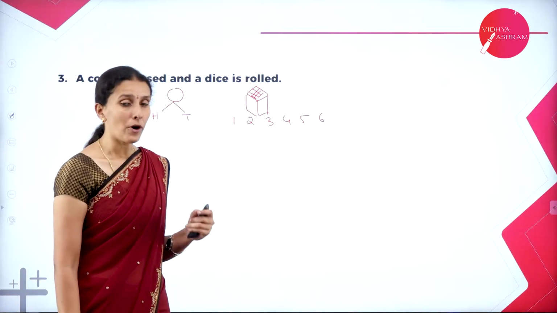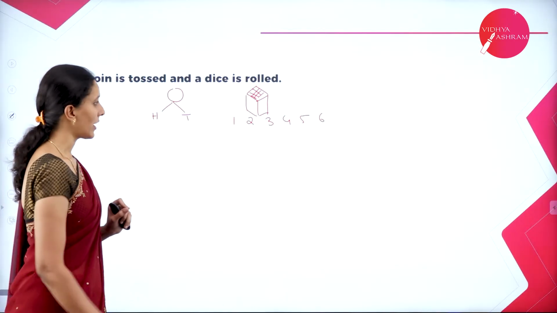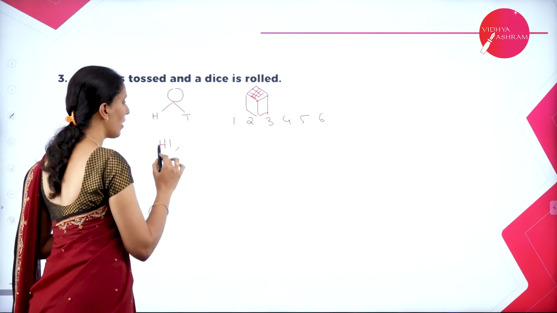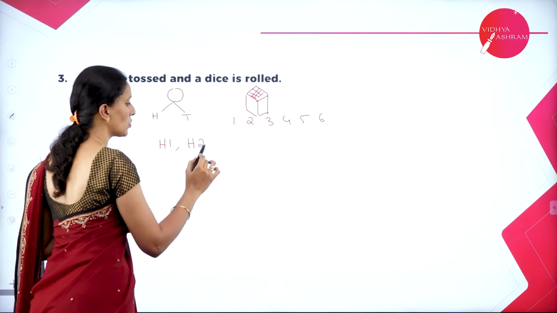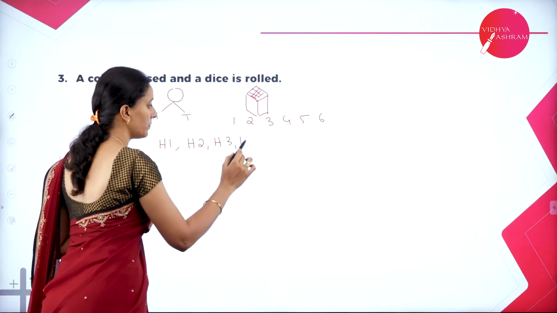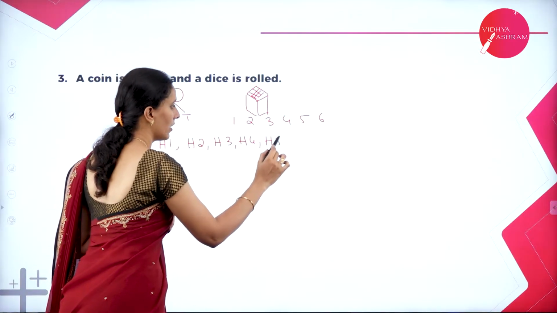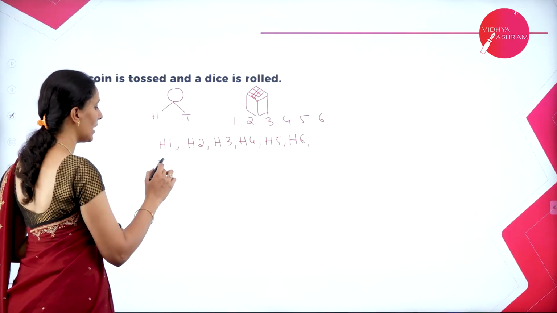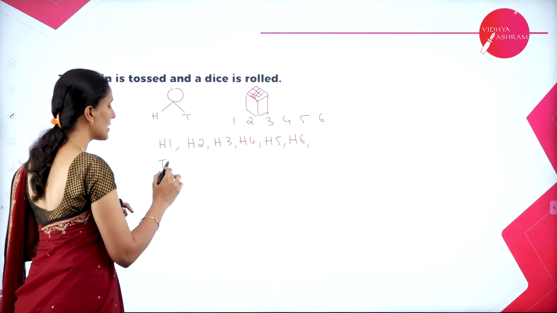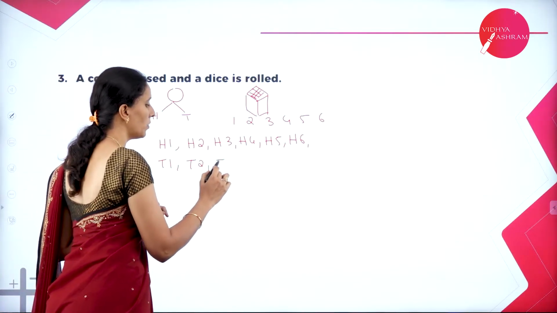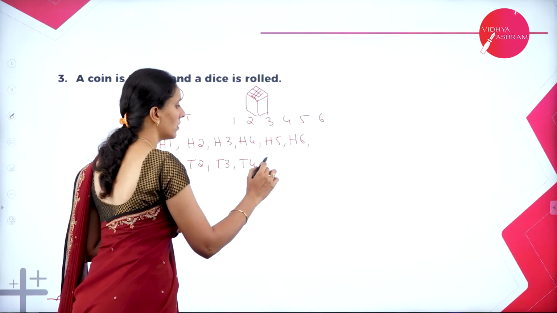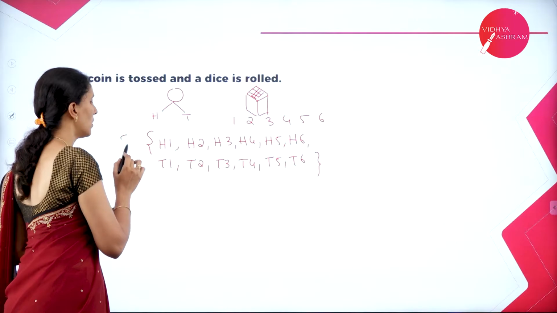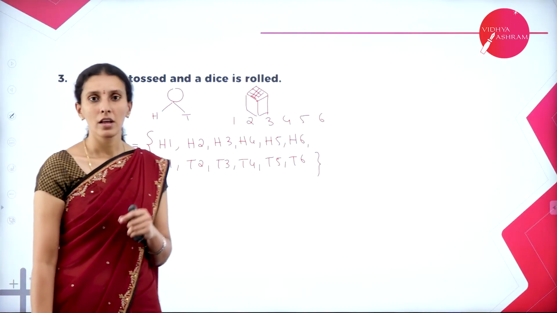Now let's write what the possibilities or results of the given experiment are. If the coin shows head, it might show 1, or if the coin shows head, it might show 2. Like this, you will have H3, H4, H5, H6. Similarly, if the coin shows tail, it might be T1, T2, T3, T4, T5, T6. So these are the possible outcomes of the given experiment.